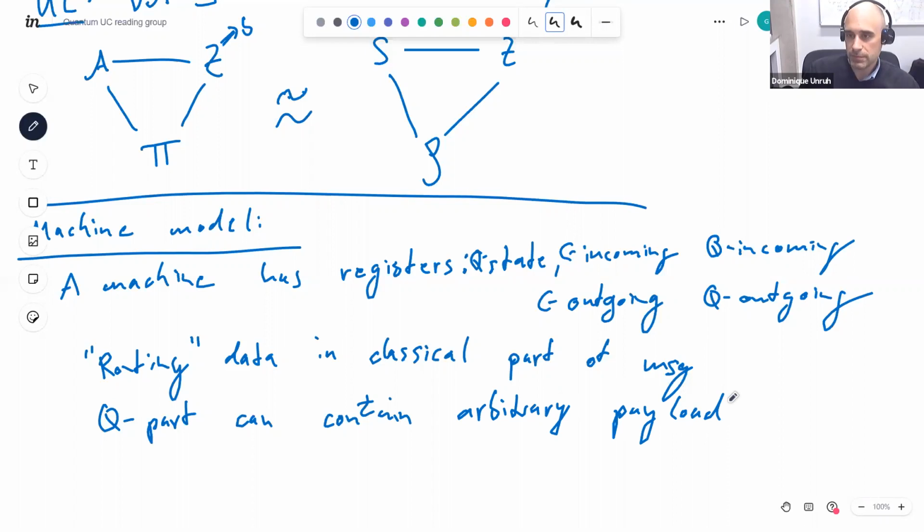And with this machine model, the network execution is then pretty straightforward. Whenever some machine outputs a message on the outgoing registers, you look at what's written as the recipient in the outgoing classical register, and then the message is put onto the incoming registers of the recipient machine. So that's basically all there is to defining quantum UC. I should mention the environment output bit is still a classical bit, because we're just asking, can it in the end make a classical guess in which of the two games it is.